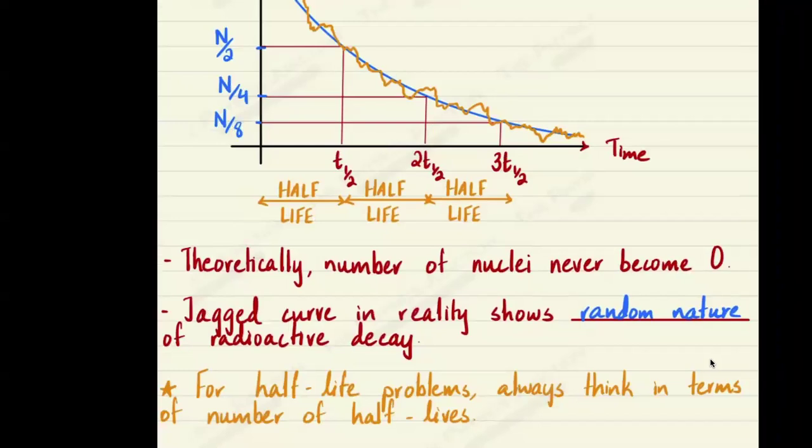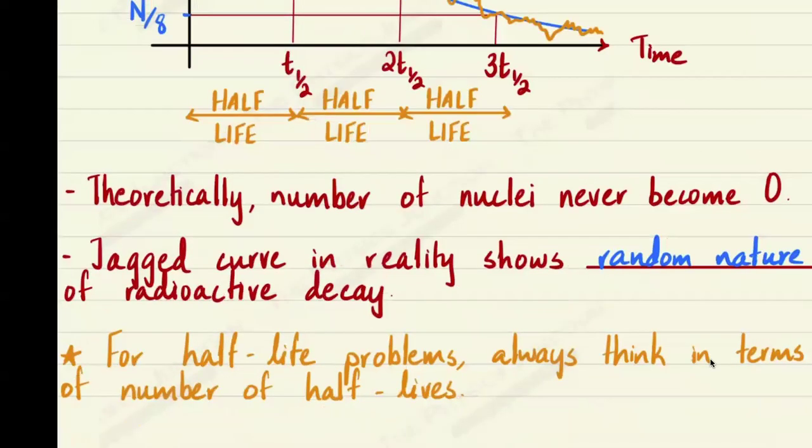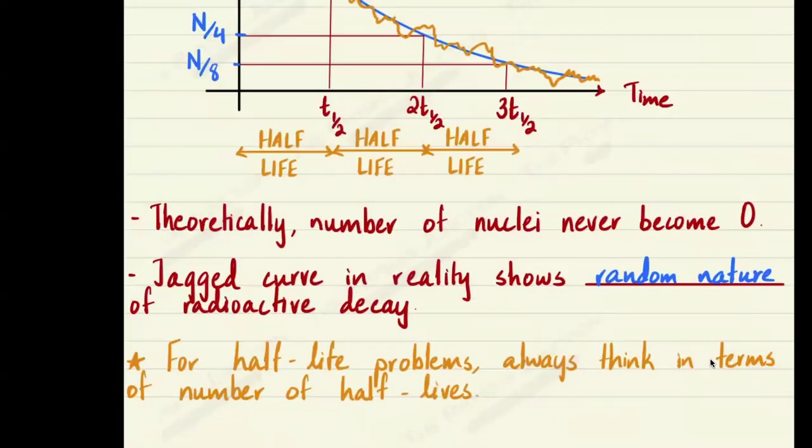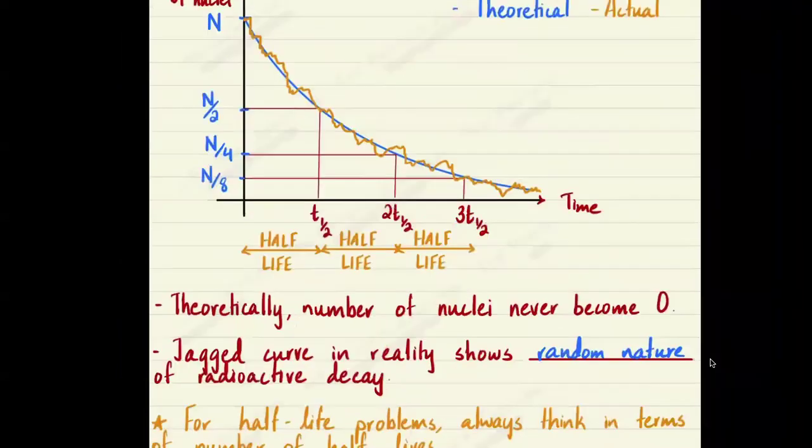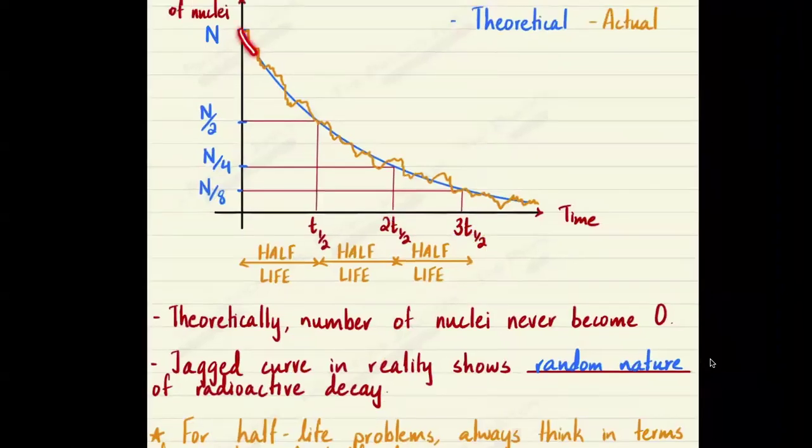And now, because we'll be going on to the half-life questions, for half-life, I want you to remember this. Always think in terms of the number of half-lives, because half-life is not a linear process. It's not like this, right? It's a curve.